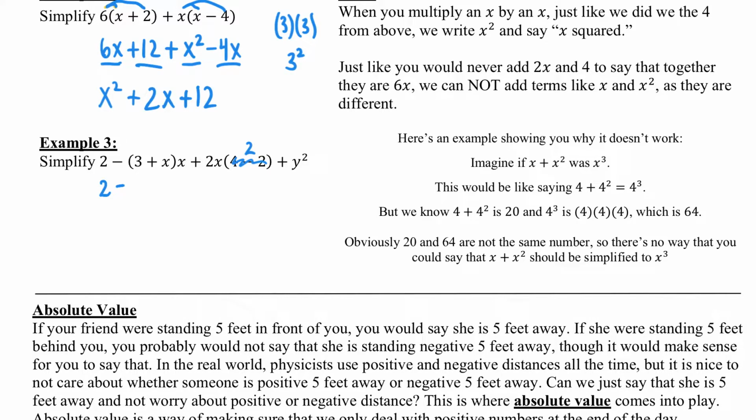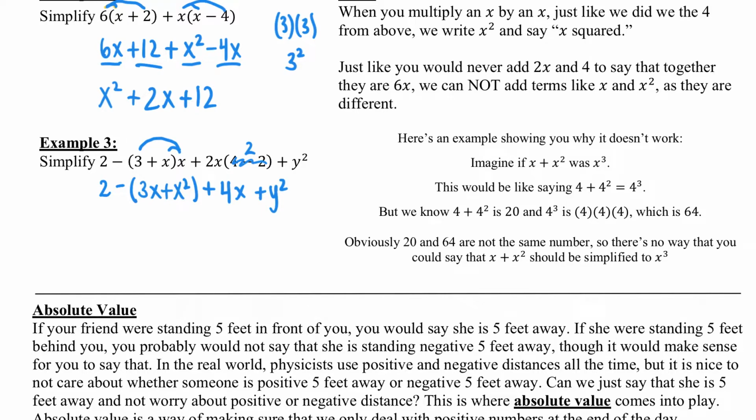So we're going to have 2 minus, this is now going to be 3x plus x squared, because we're distributing that. So we're going to distribute the x to both those terms. This is going to be 2x times 2, that's 4x. And then the y squared, we're not doing anything with that yet, so we're just going to leave that there. All right, so we've done multiplication, there's no division. Now we can move on to addition and subtraction.